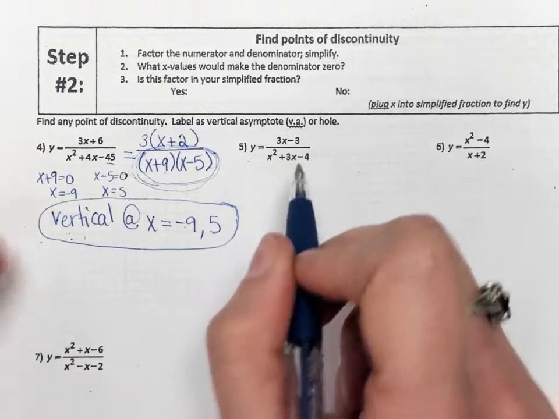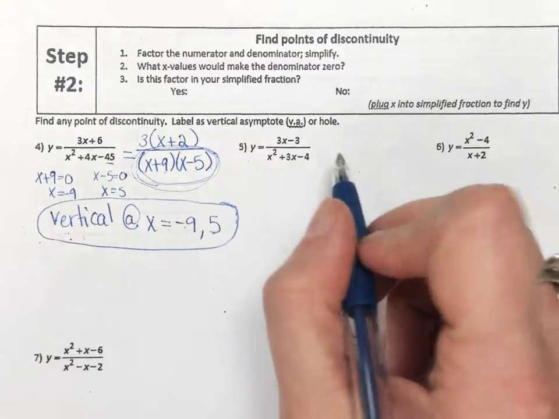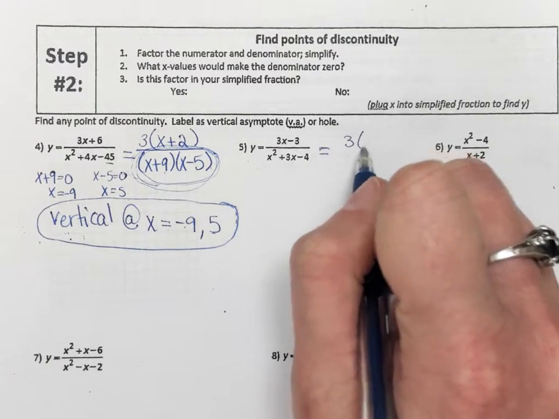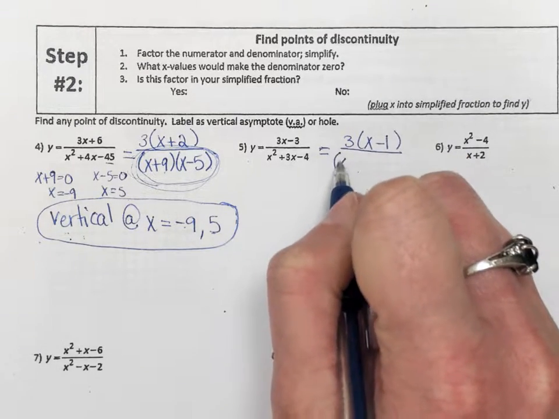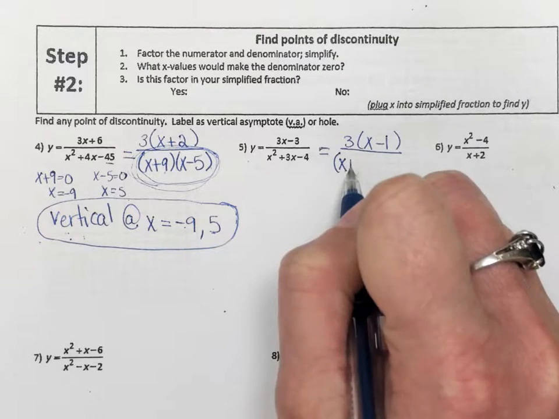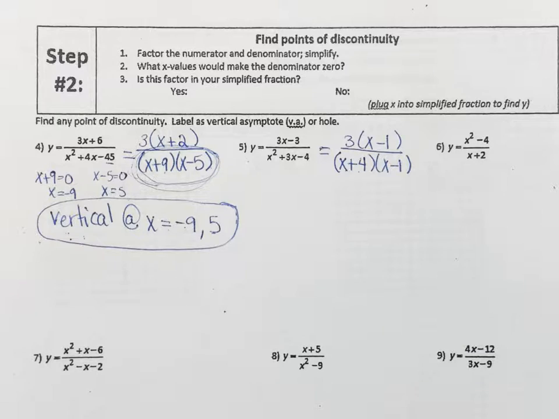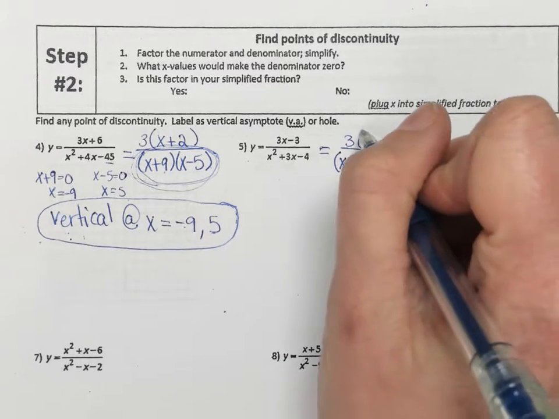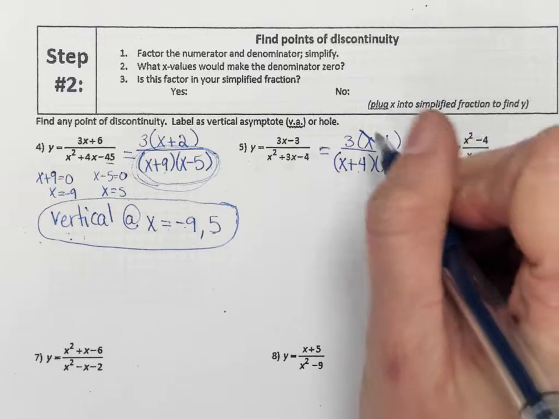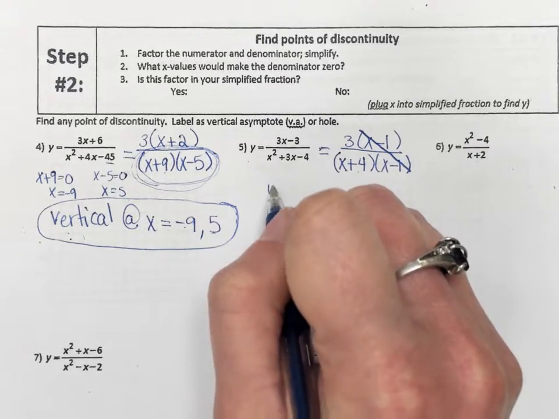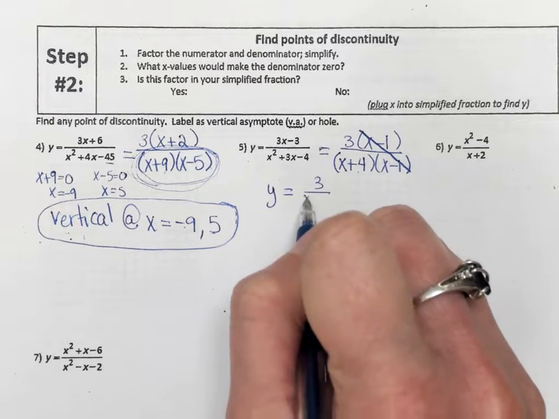Number 5 is different. When we factor out the GCF of 3 on the top, that will leave me with 3 and x minus 1. And on the bottom, the factors of 4 that add or subtract to be 3 are positive 4 and negative 1. And what you notice is that the x minus 1's cancel out. And that's something very special that happens on your graph when those cancel. So here we go. We have y equals 3 over x plus 4 left.